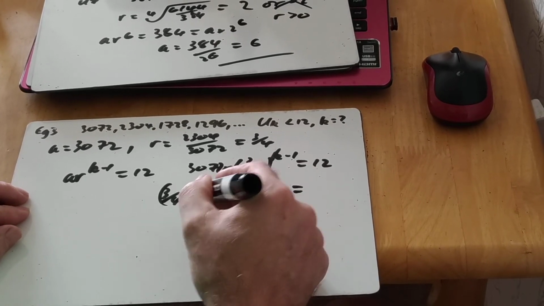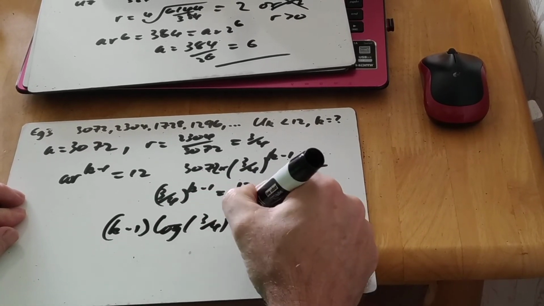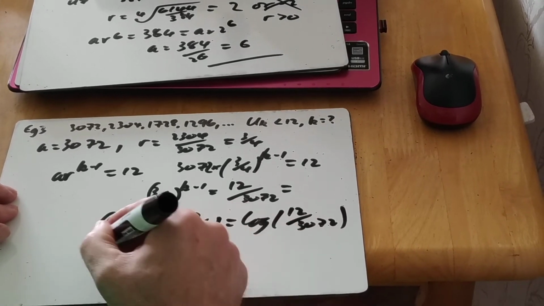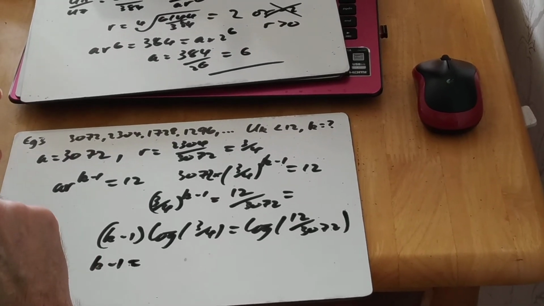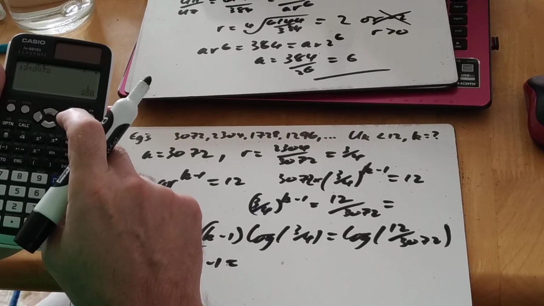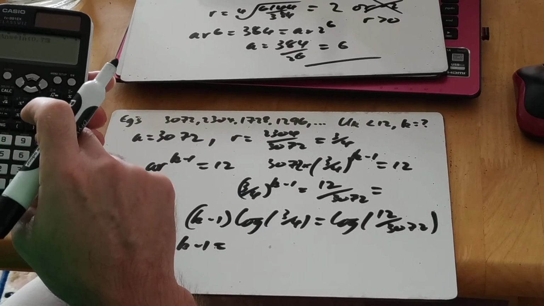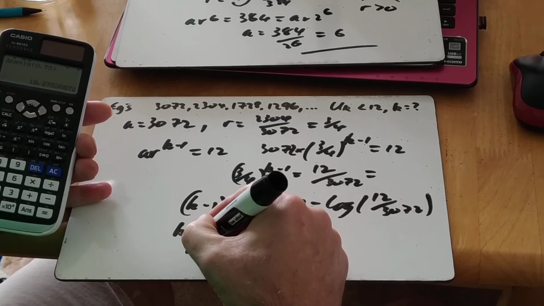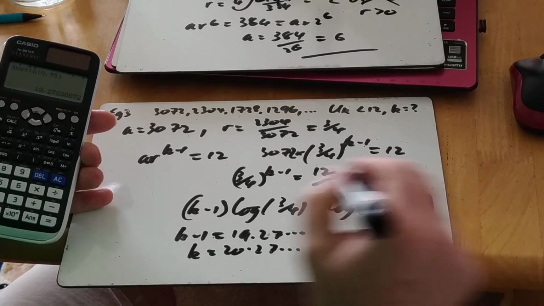And then, because I'm after something in the power, it's a logs question. k minus 1 times log of 3/4 will be log of whatever that answer is there. So k minus 1 will equal log of this fraction, 12 divided by 3072, and I'll choose ln, it doesn't really matter as long as I'm consistent. So ln of the answer divided by ln 0.75, that's 19.27, so k will equal 20.27, so k equals 21, the 21st term is the first one that goes below 12.